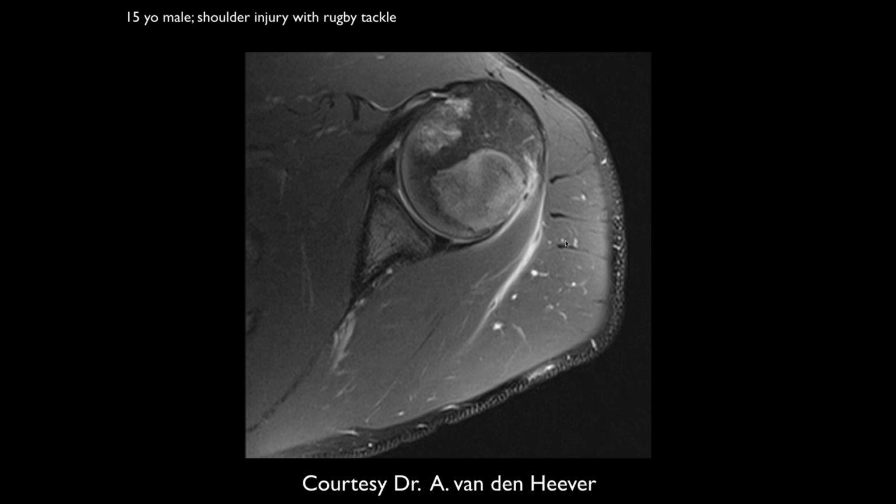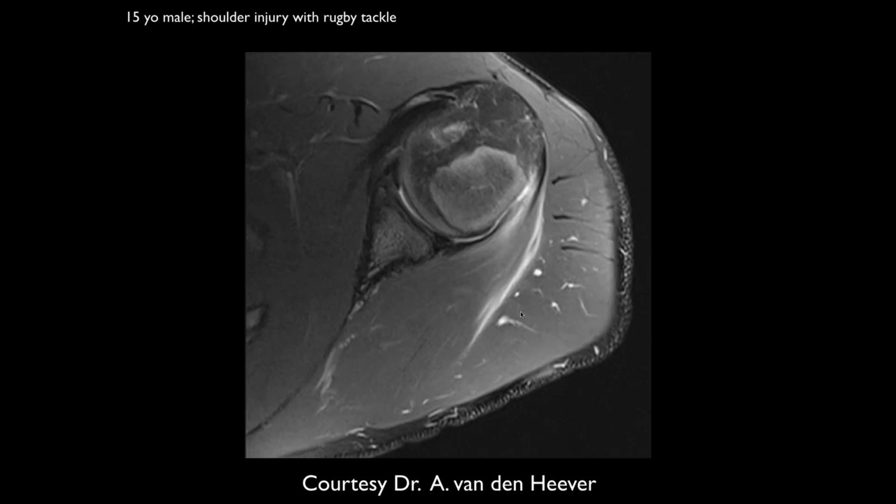Okay, 50-year-old male shoulder injury with rugby tackle. I see some edema in the anterior humeral head. Yeah, and we have to worry about the growth plate here, so that could be growth plate like this. Okay. And it's mostly at the attachment of the subscapularis. The subscap itself looks okay. There's some edema along the infraspinatus.